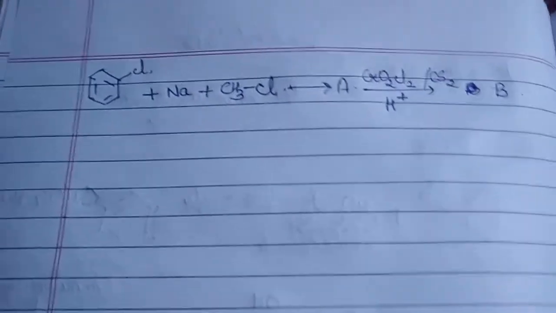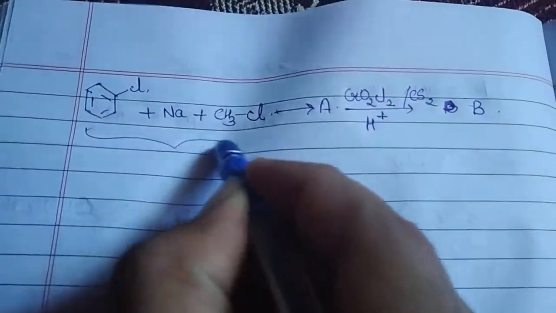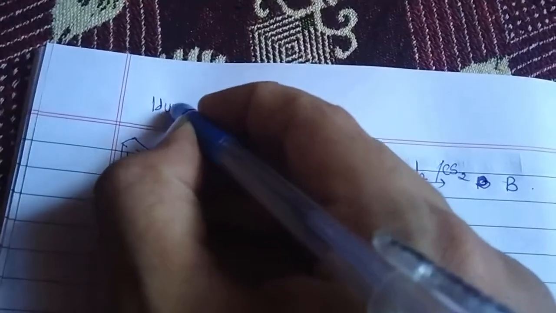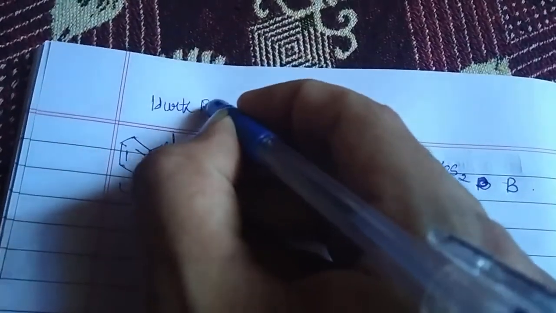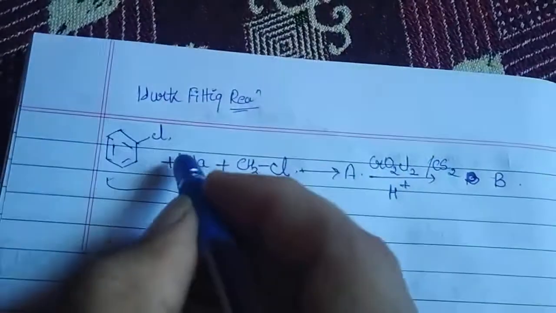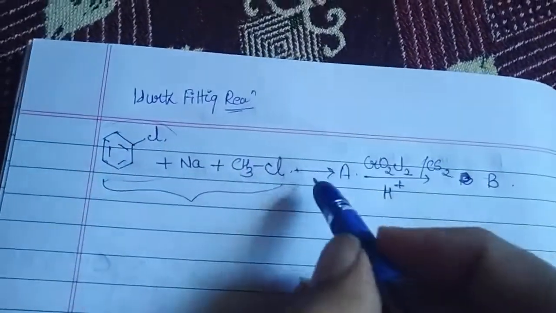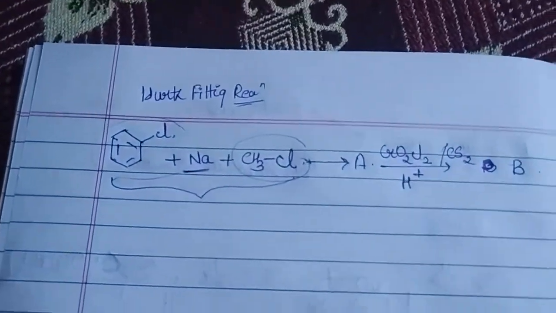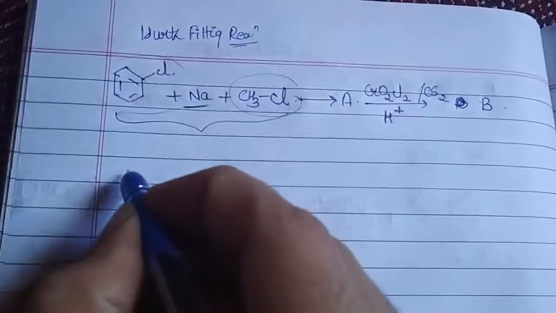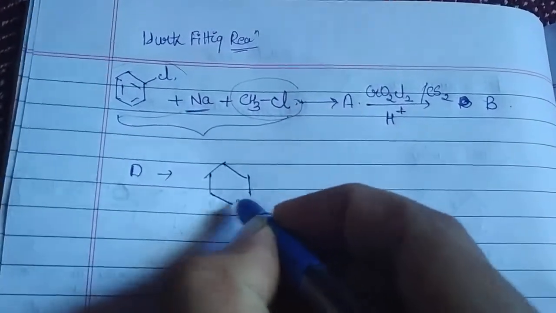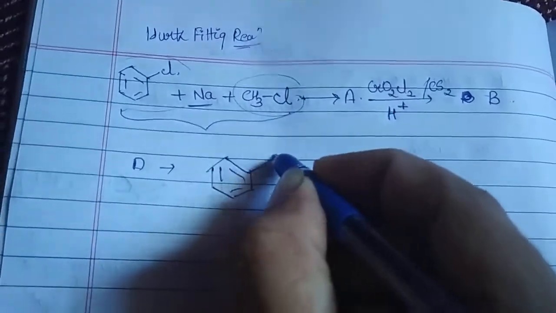How is that so? What is the name of this reaction? So this is your Wurtz-Fittig reaction, where you are treating your aryl chloride with an alkyl chloride in the presence of your sodium metal. So what happens? Fusing takes place. So A you'll be getting as what? Very good. First here you're going to get toluene.